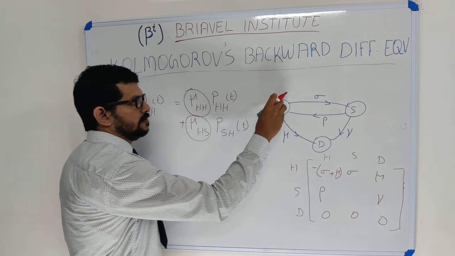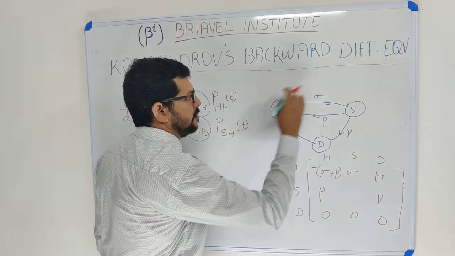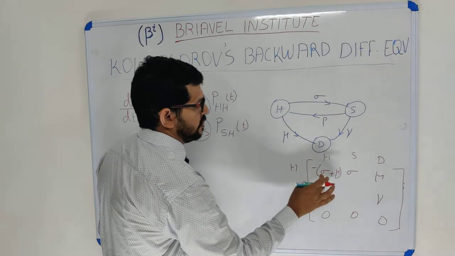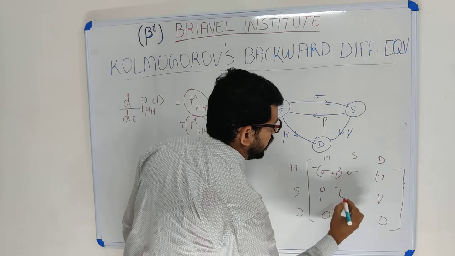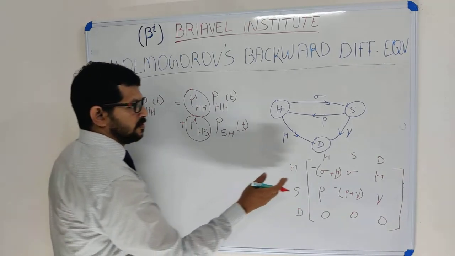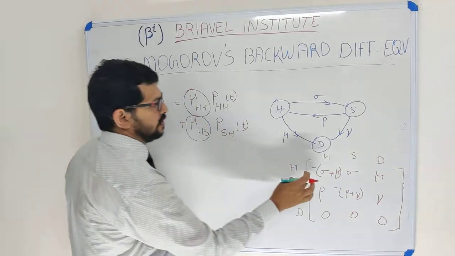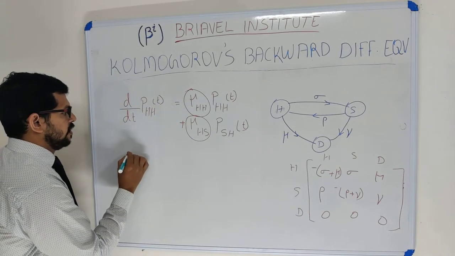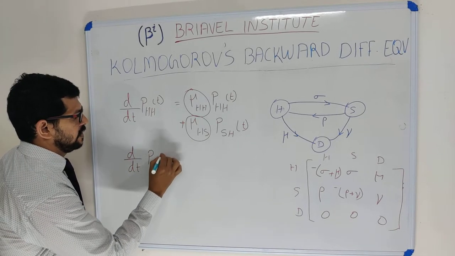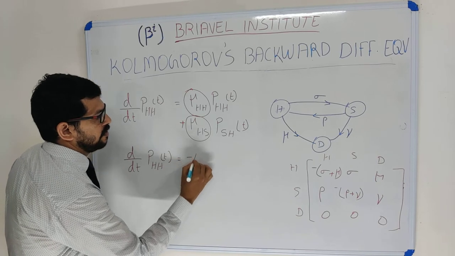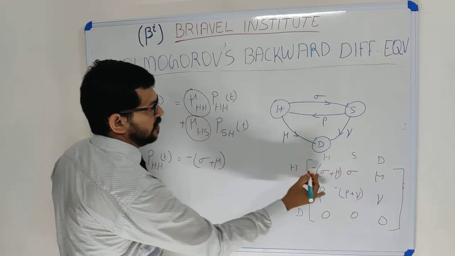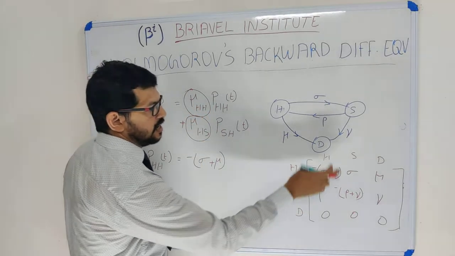We know what the states are that come out from H: sigma and mu, so minus sigma plus mu. Here it is the same: minus rho plus nu. This is our generator matrix. So we substitute mu HH. Mu HH, we know, is minus of sigma plus mu. So d by dt of P of HH(T) equals minus of sigma plus mu. We substitute mu HH equal to minus sigma plus mu. This we learned from the generator matrix.